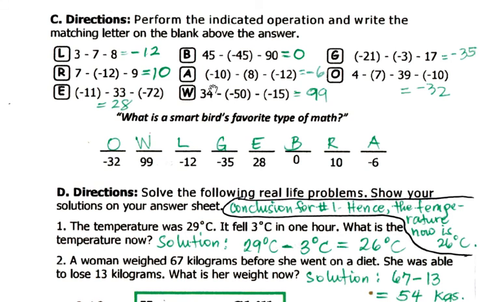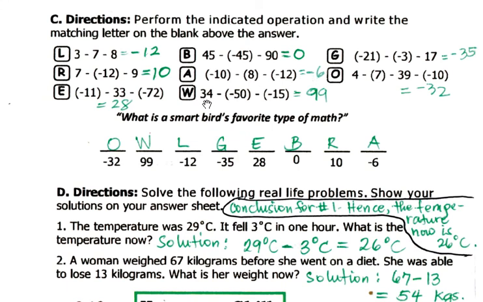Next, negative 10 minus 8. That is negative 18. Negative 18 minus negative 12. This becomes negative 18 plus 12. So we have negative 6.